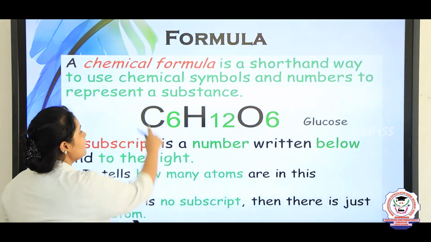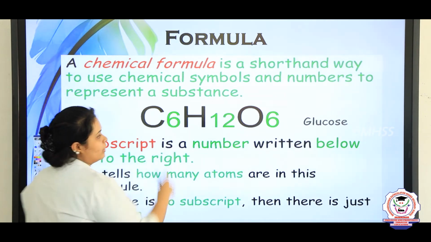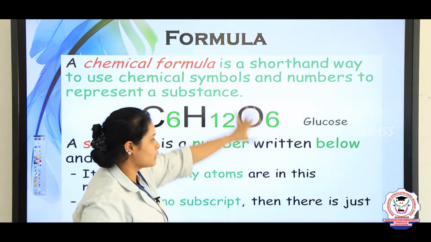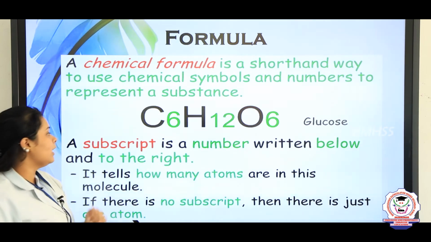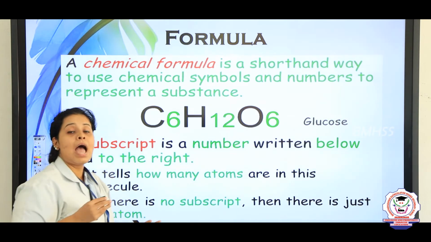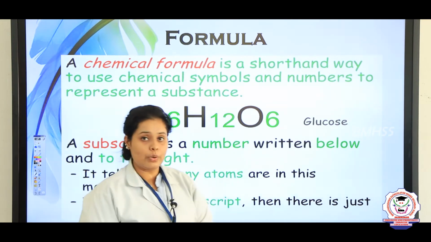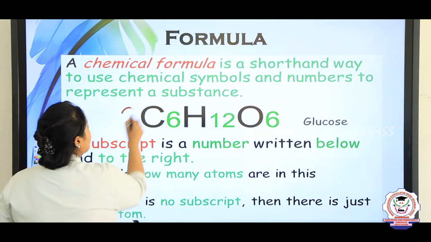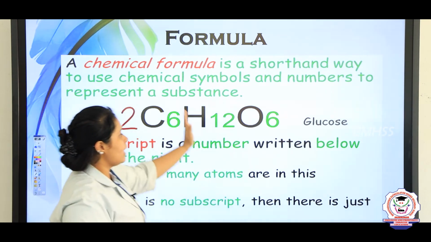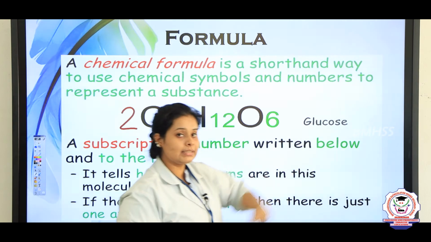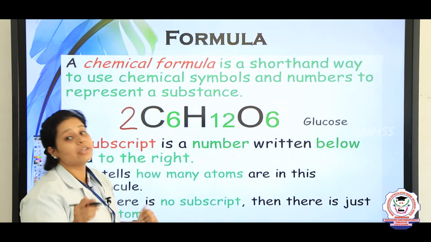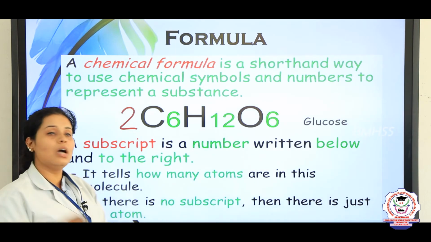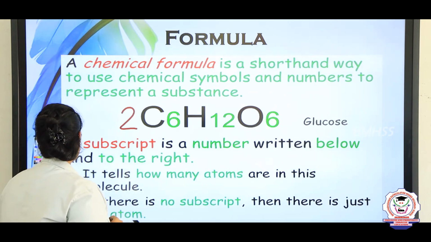In the same way, you can see the subscript, which is written at a smaller position. This is known as the subscript, and it tells you how many atoms are present. In the same way, if it is written as 2C6H12O6, that means there are 2 molecules of glucose. This is the way we find the formulas.